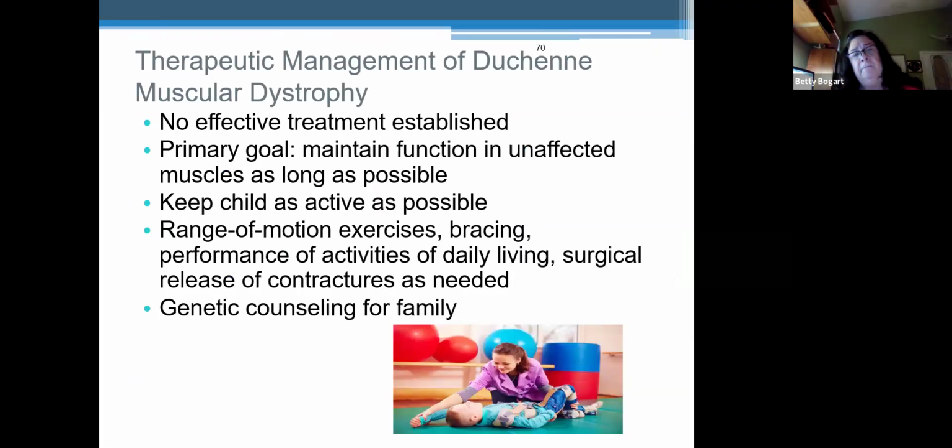Again, no cure. We just need to keep those muscles moving as long as we possibly can, and genetic counseling for that family in case they do want another child, because they have a boy. It's probably going to have Duchenne.